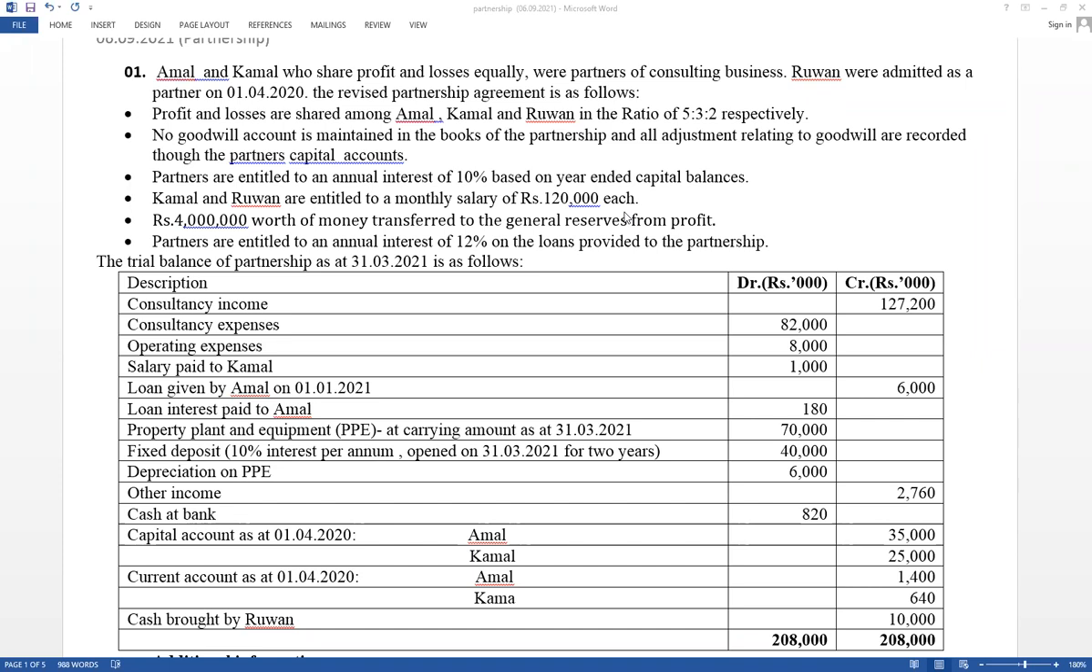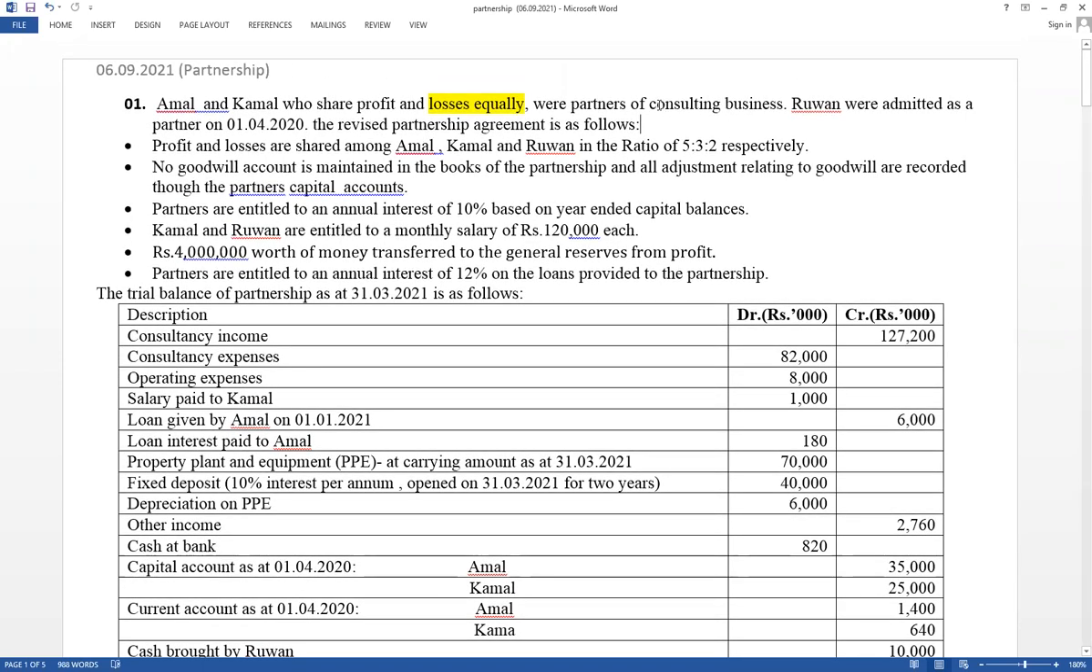Right, see example number 1. Think about it: it has given Amal and Kamal, who share profit and loss equally. This is the old ratio. They were partners carrying on a partnership business. It has given they were partners of a consultancy firm. Very important. Consultancy business. This is not a trading business. They provided consultancy service. 2 partners are available, Amal and Kamal, and the profit share ratio is given as equal.